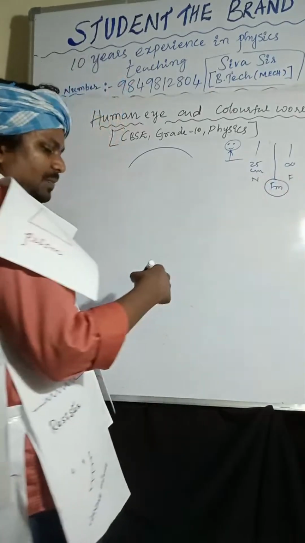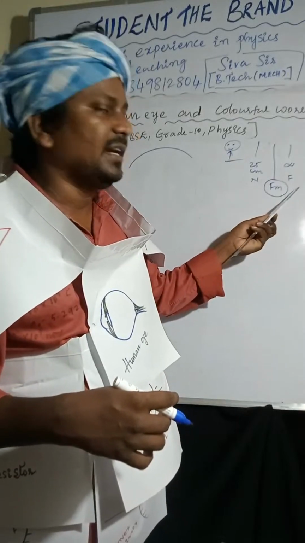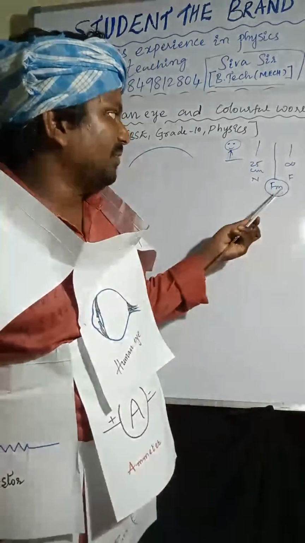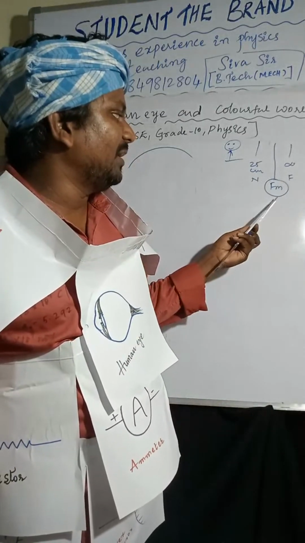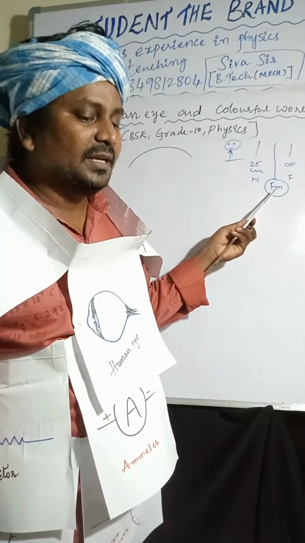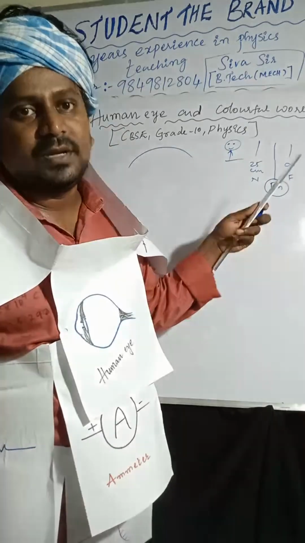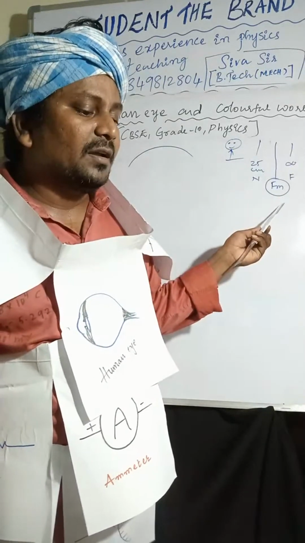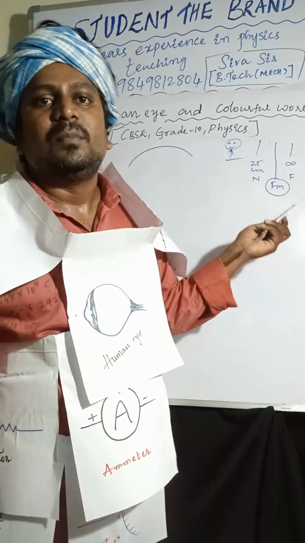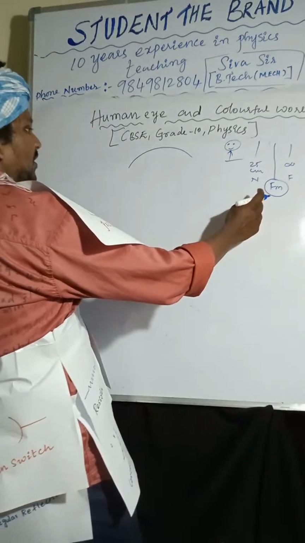So the far point of a myopic person: as you see, 25 centimeter he can see, infinity he can't see. But somewhere between 25 and infinity he can see, right? Yes or no? So that point is the far point of the myopic eye. Right?